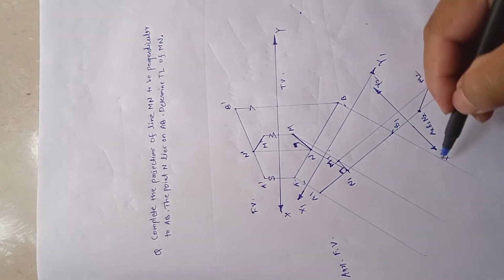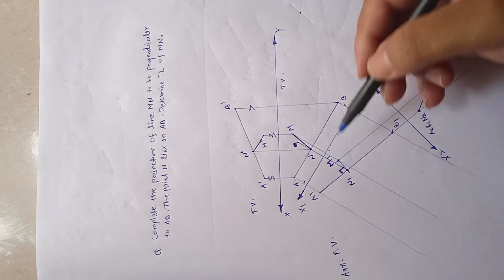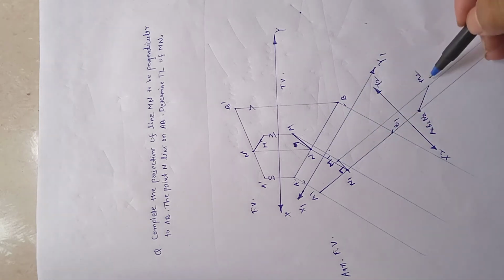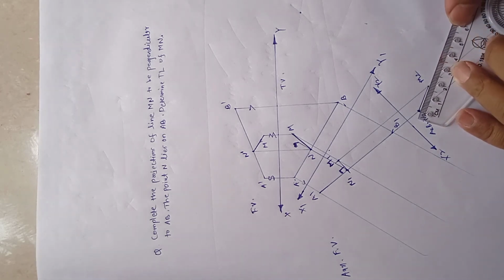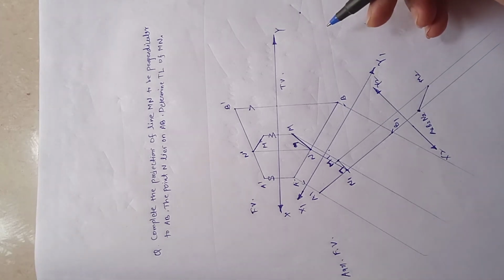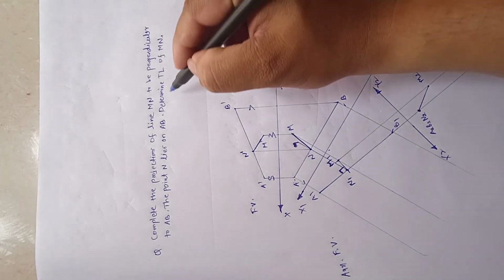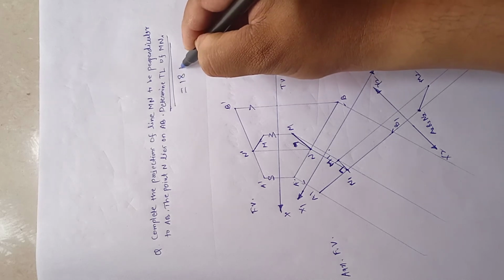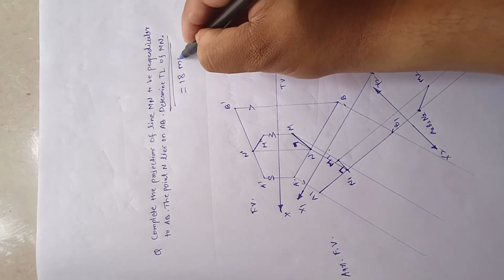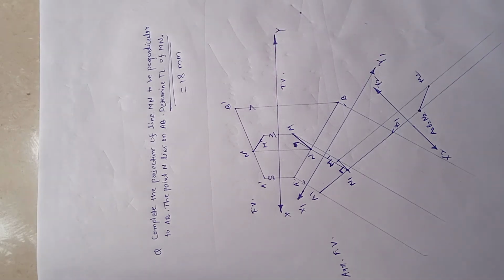Now this plane was parallel to the M1 N1 line, so this M2 N2 shows the true length of this line MN. If you measure it, the true length is 18 mm. So the answer is, true length of MN is equal to 18 mm. So this is the answer. In this way our question is solved.